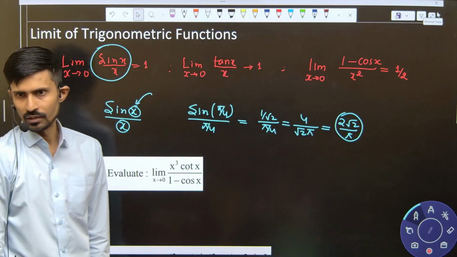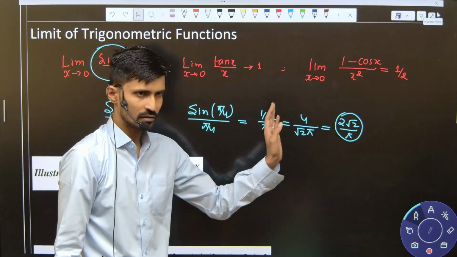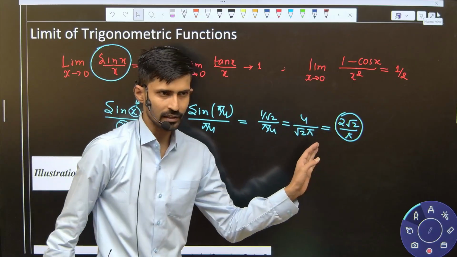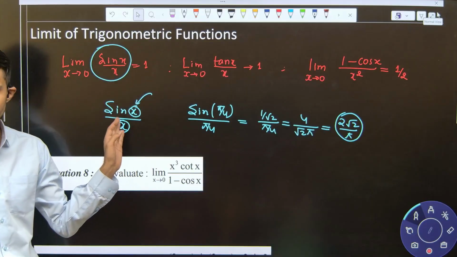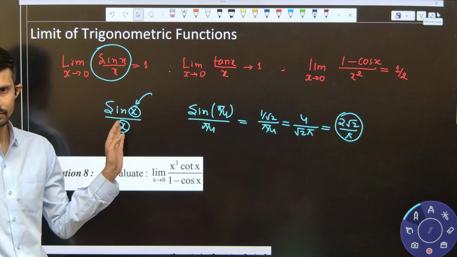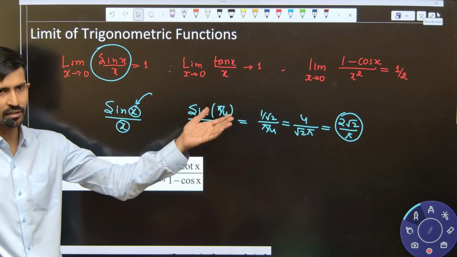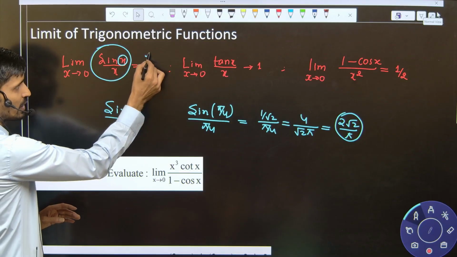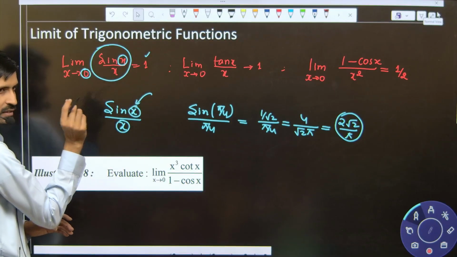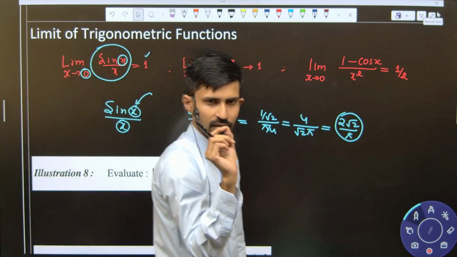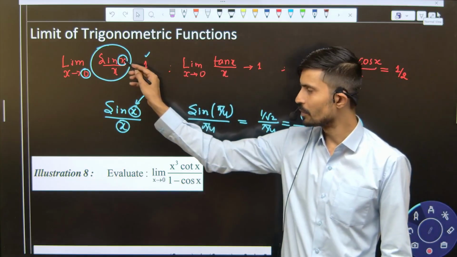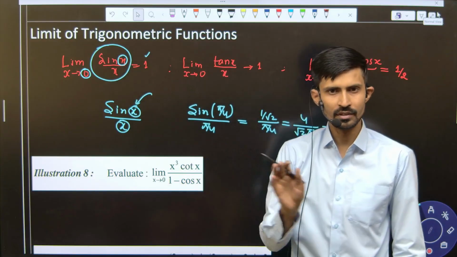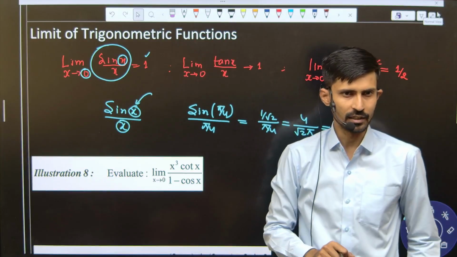And that value is not 1. So it means at place of x, if I am taking 45 degree, I am getting 2 root 2 by pi. Similarly, at place of x, if I take 60 degree, sin 60 upon 60, sin pi by 3 upon pi by 3, again we will not get 1. There is only one kind of angle for which you will get 1, and that is a very small angle. If you put a very small angle at place of x, the numerator and denominator will become approximately equal, not 100% equal.